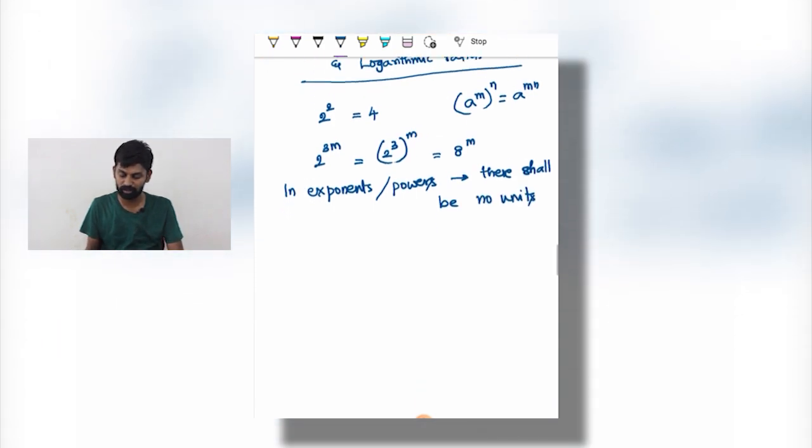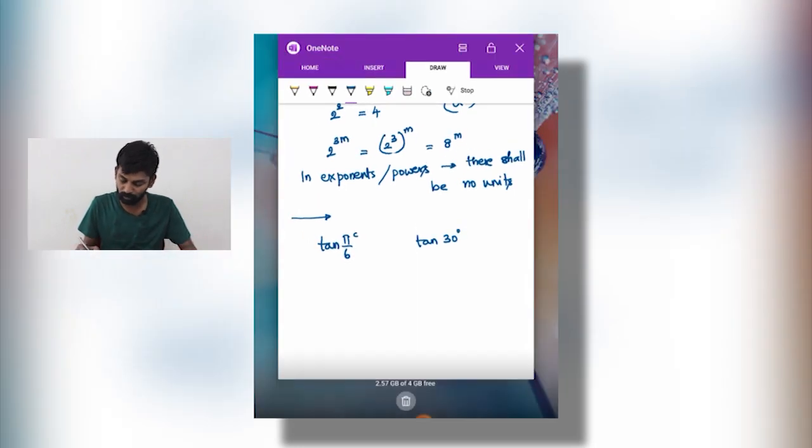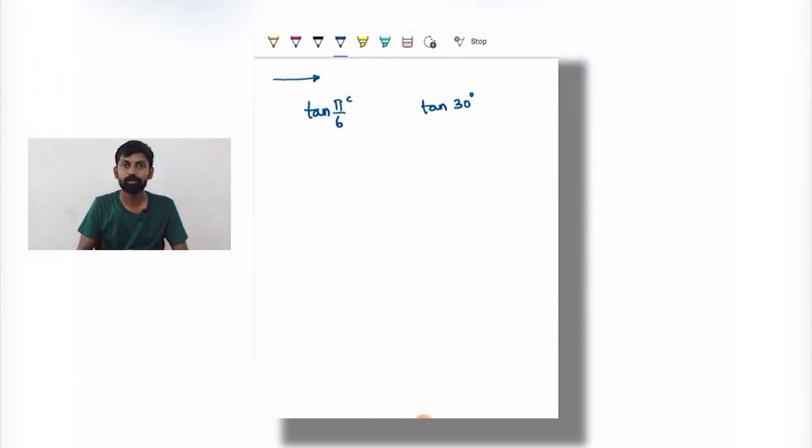Now, coming to trigonometric ratios. Here, I would also like to make a simple and very important point. You know tan pi by 6. Pi by 6 is nothing but pi by 6 radian. So inside the trigonometric ratio, whatever angle you are substituting is in terms of radian, or if I write it as tan 30 degree, I am using another unit called degree, where these two are related in such a way that 180 degree is equal to pi radian.